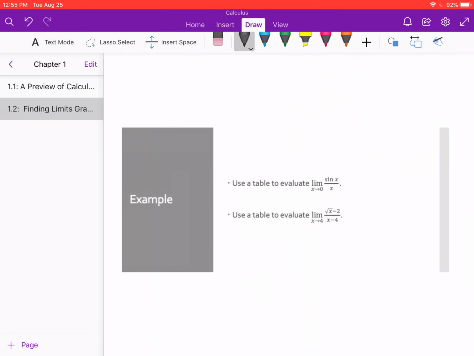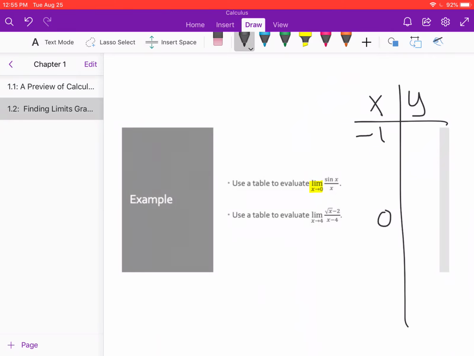So I'm going to make my x-y table. I'm going to put what I'm approaching, that 0, here in the middle. And I want to find y values to the left of it and to the right of it, so from the negative side and the positive side. So I'm going to start with -1.